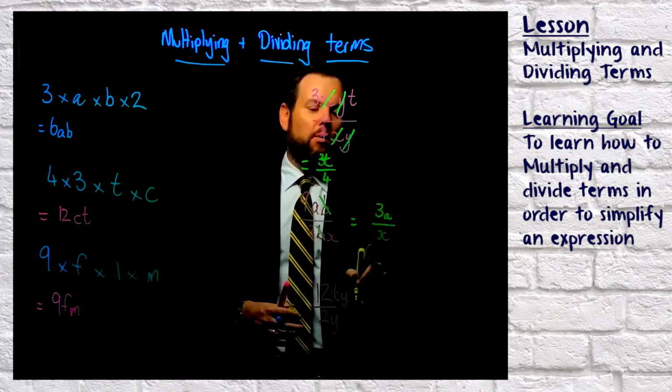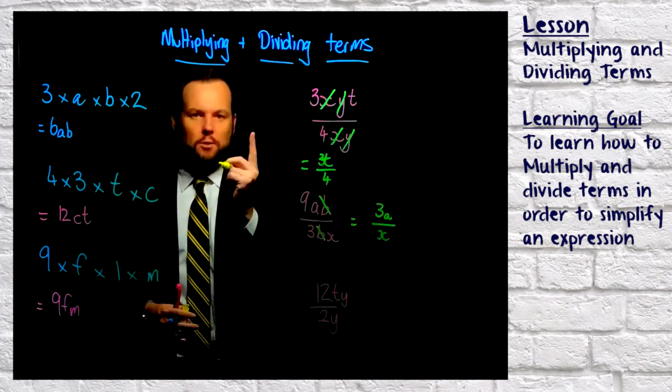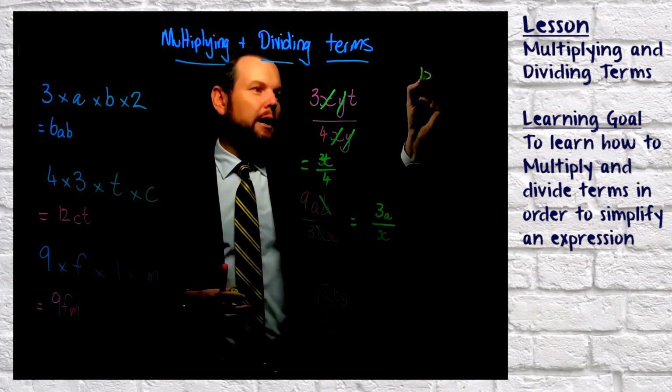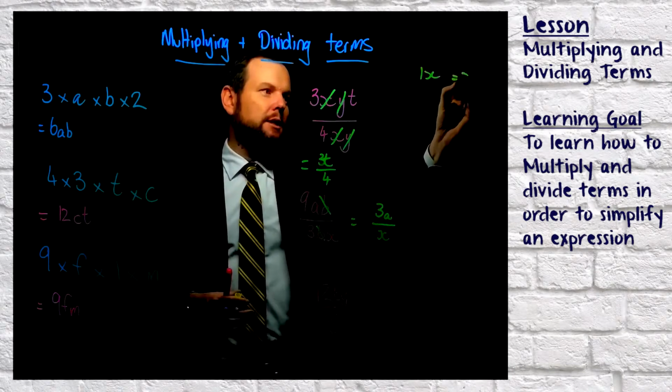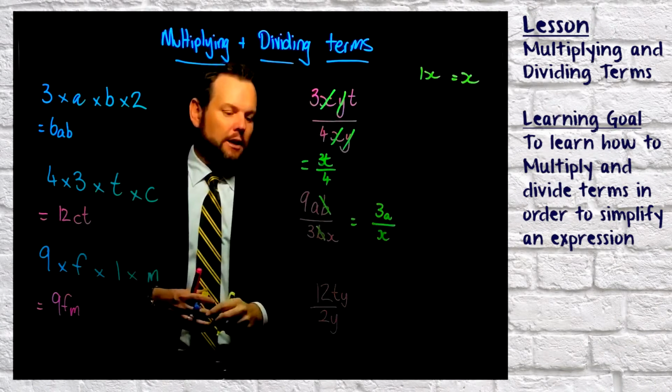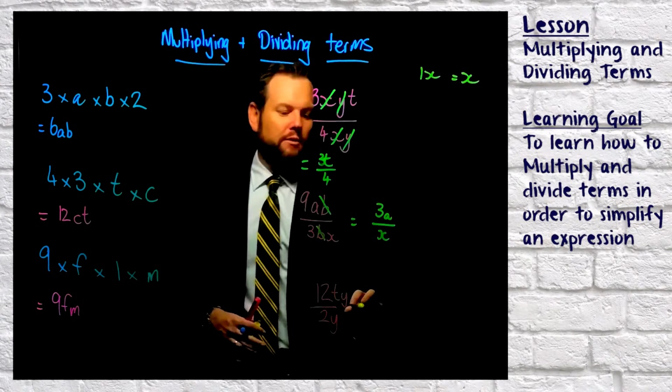Now, I'm not going to put that 1 in, because when your coefficient is 1, you don't need to write it. If I've got 1x, I don't write 1x, it just equals x. There's no need to put that 1 there. So 3a over x.